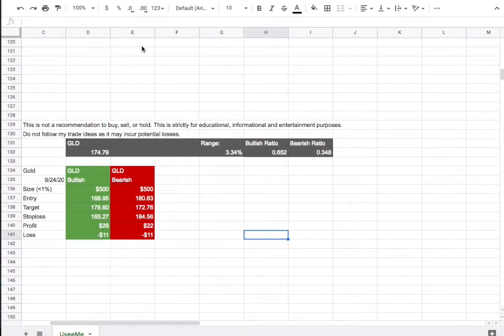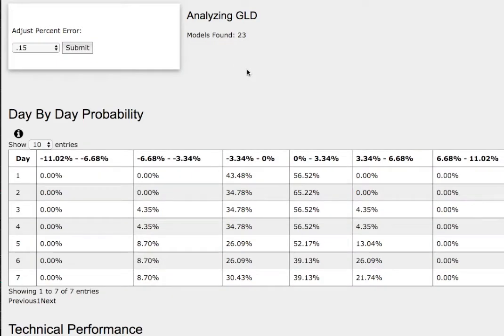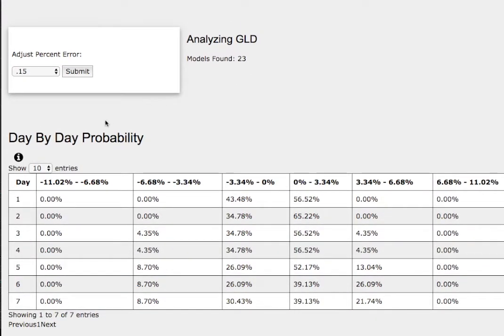So how did I develop these trade ideas? It all comes from the day-by-day probability model, which is available in the link below, so do check it out. As we progress to the 5th day or week of trading, we have a 52% chance for gold futures to climb between 0 to 3.3%.